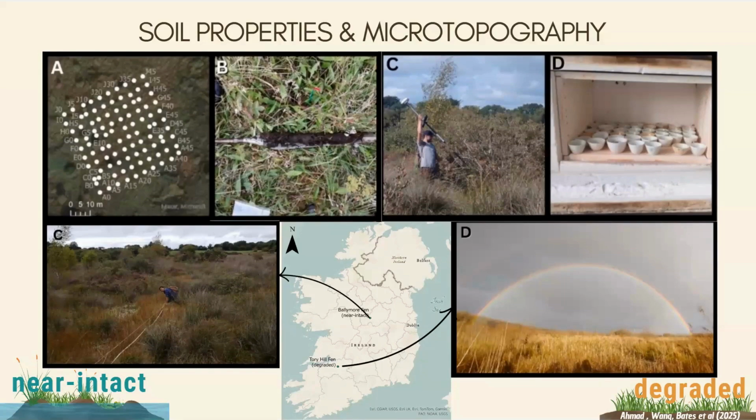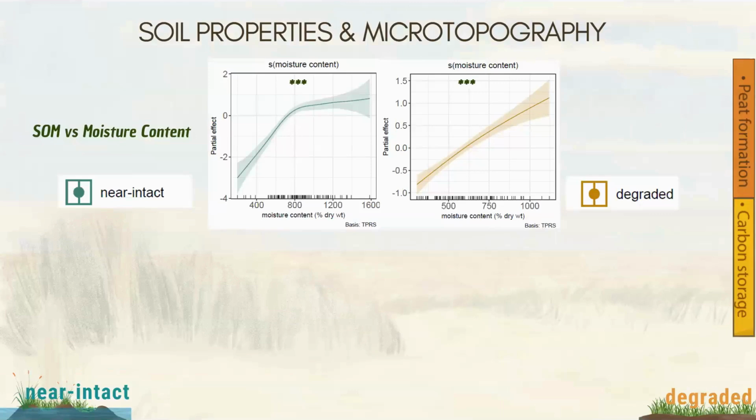We did loss on ignition, which is basically quantifying the soil organic matter, but also carbonate content we did at 950, and looked at high precision GPS for the soil surface, so as to understand the microtopography and what it can tell us. We ran generalized additive modeling, and here you see the effect, they call it partial effect, of soil moisture on SOM, but I like to call it association because it's bidirectional.